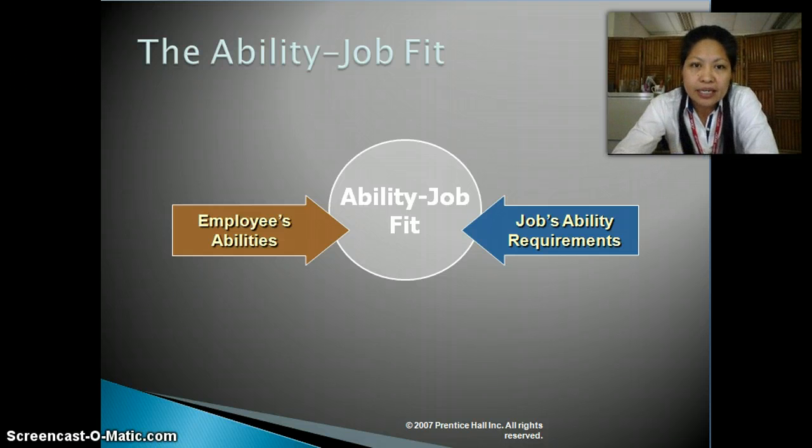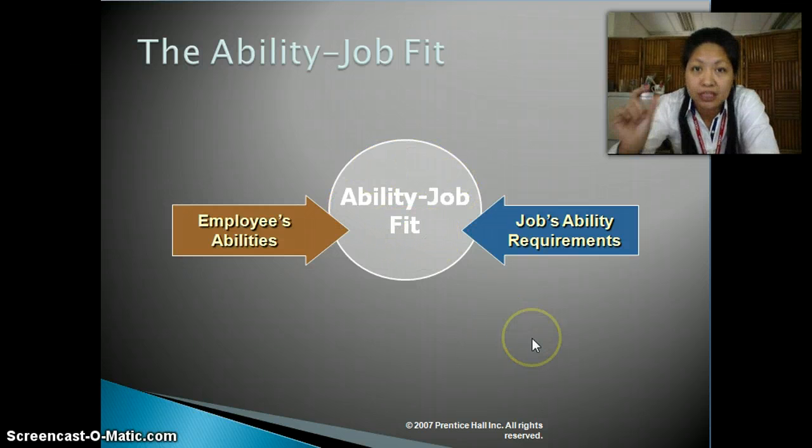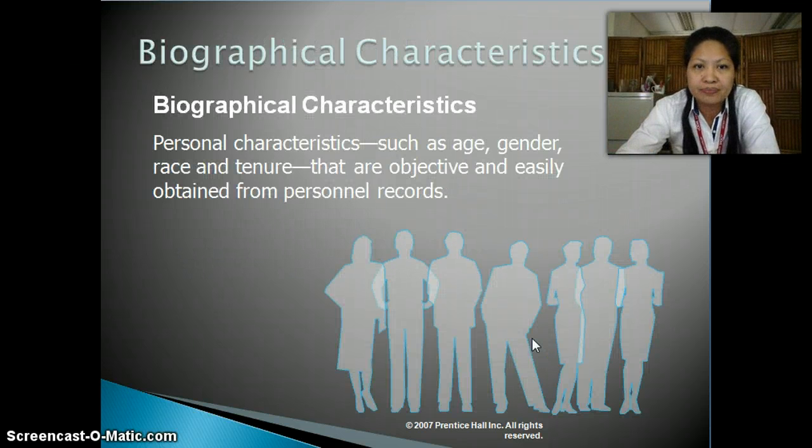labor. Okay, so now there is a need to look into the fit of our abilities and the requirements of a job, the ability requirement of a job. So here we see the employee's ability vis-a-vis the job's ability requirements. Now that's the ability job fit. Okay, they match.